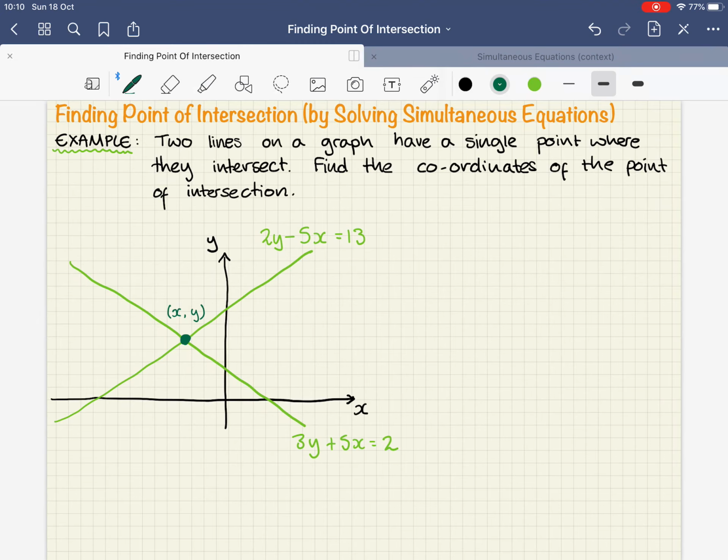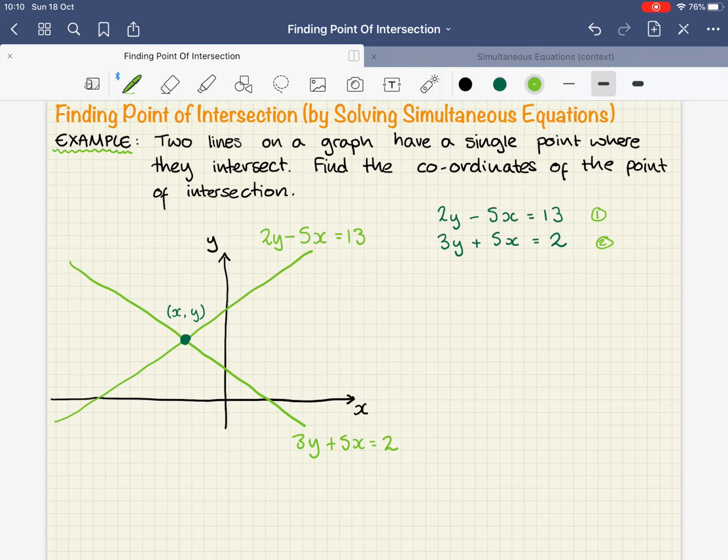And I've got these two different equations here, and I can just set them up as a simultaneous equation. So I've got that 2y minus 5x equals 13, and I've got that 3y plus 5x equals 2. So that's my equation 1 and my equation 2. And so now I'm just going to ignore the whole graphing and I'm just going to solve it like I have been doing before. So here I've got this minus 5x and that plus 5x.